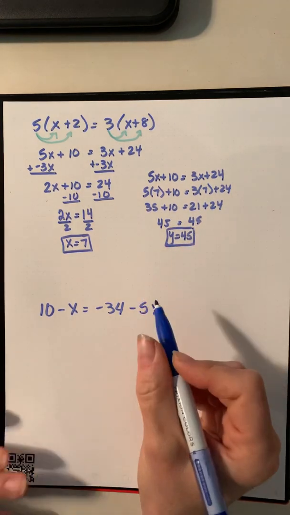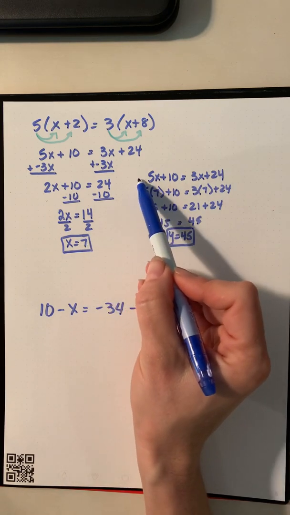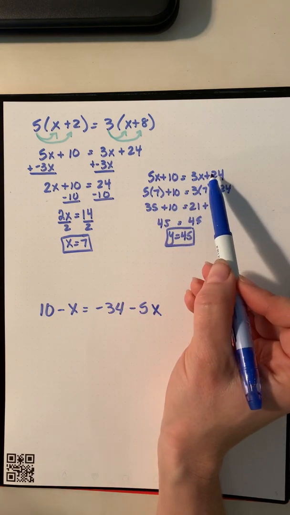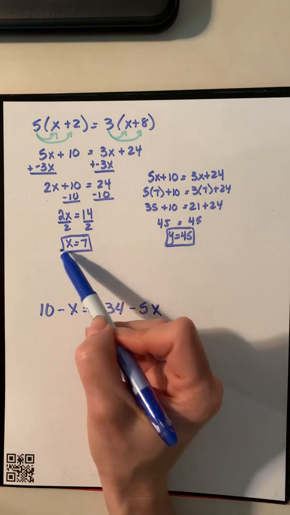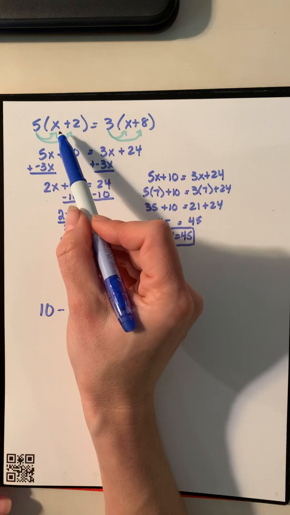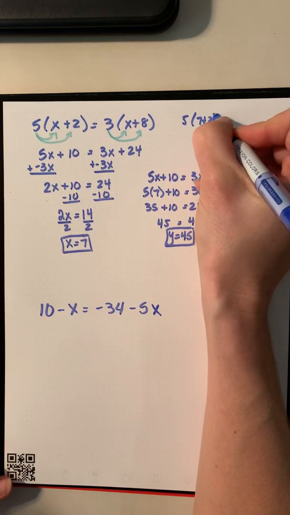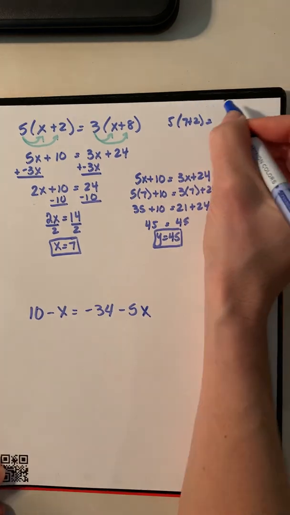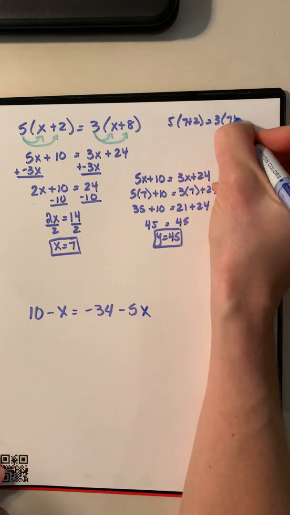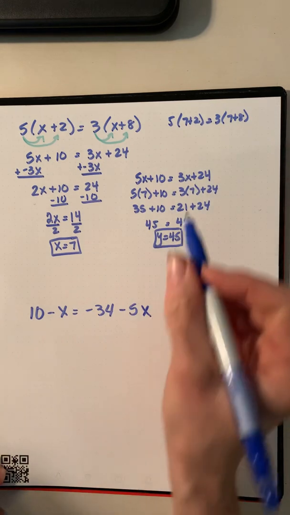Now, one thing I want to point out is if you notice, I took my x value and plugged it back into my simplified equation. You could take your x value and plug it back in up here. That would be just fine. Notice what would happen here. I would have 5 times 7 plus 2 equals 3 times 7 plus 8. We're still going to simplify and end in the same place.